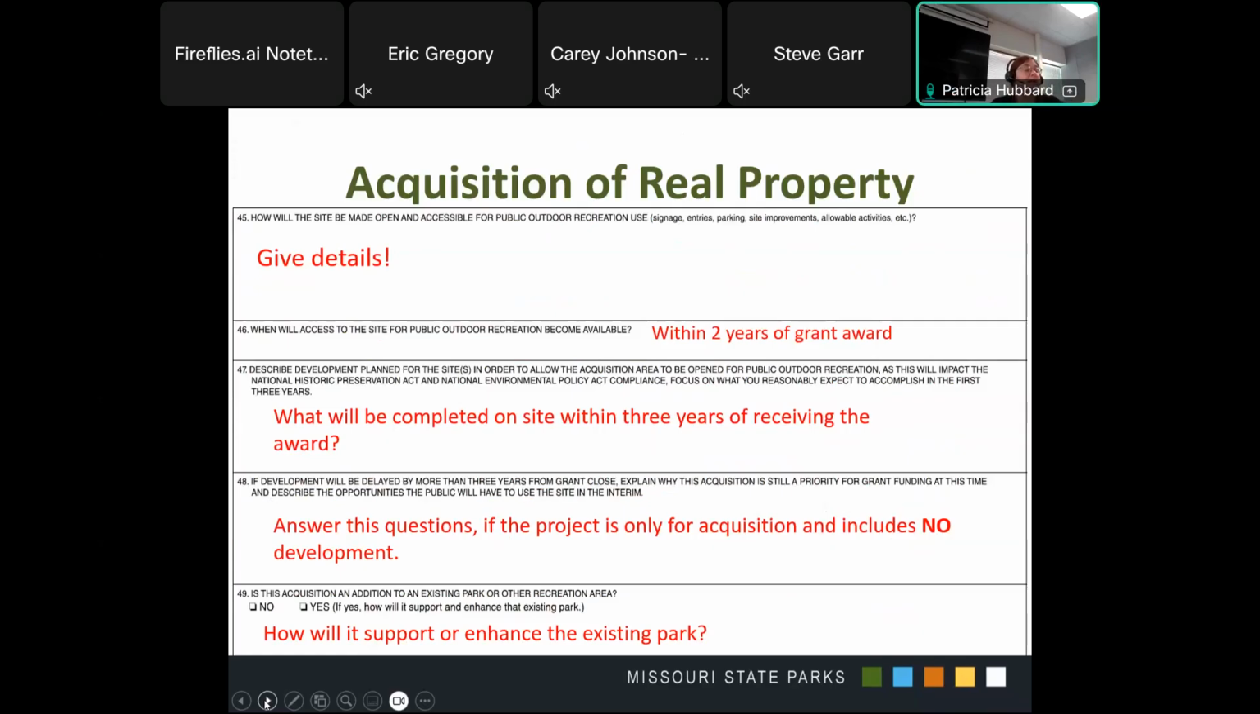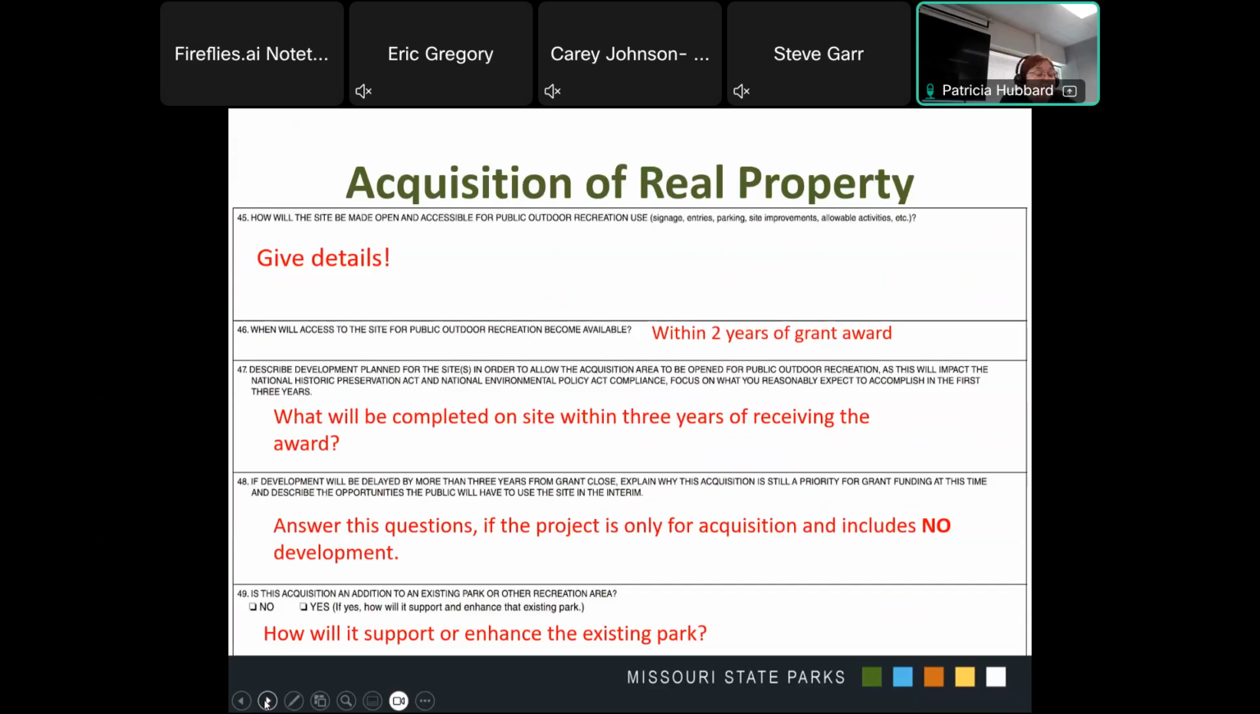Question 47 asks you to describe the development that is planned for the site in order to allow the acquisition area to be open for public outdoor recreation use. So all land that is acquired with LWCF funds must be developed within 3 years of acquiring the property. The information will be used to ensure compliance with the National Historic Preservation Act and the National Environmental Policy Act. And as such, you should focus on what you reasonably expect to accomplish within 3 years, and not what a master plan might cover, which might be 10 or more years to accomplish.